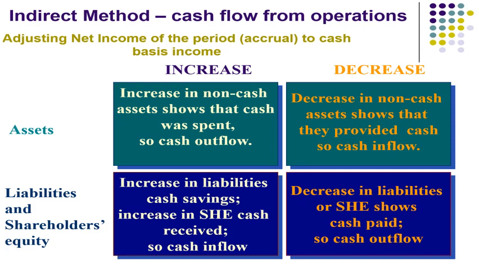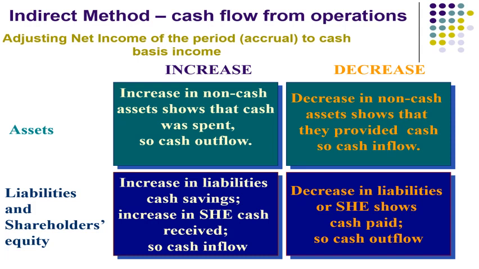Increase in liabilities, cash savings. So that is an inflow. Increase in liability is an inflow. You get more debts, money is coming in, so it's a cash inflow. And the opposite, decrease in liabilities, it's a cash outflow. So paying back debts means spending money, and that is a decrease in your debts.